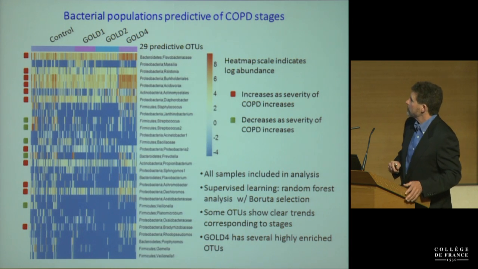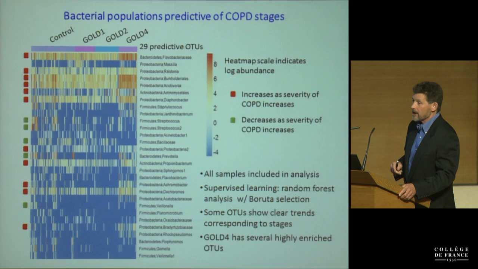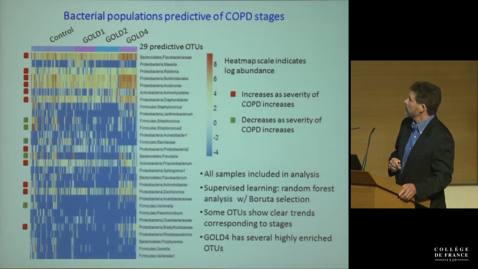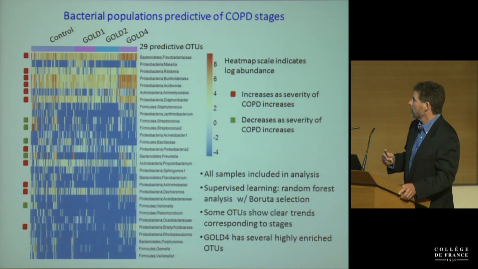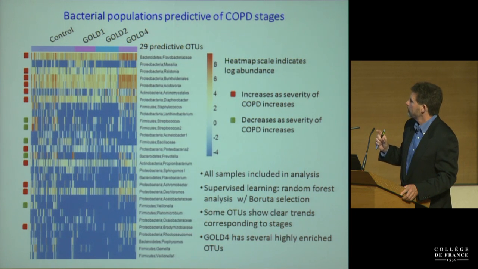So the next question we tried to address is what populations are predictive of COPD and therefore might have the best chance of having some important role in either healthy lungs or lungs that are diseased. And this was challenging. The initial attempts we made to try to look for patterns in the communities all failed, largely because of the high variability of the data set.